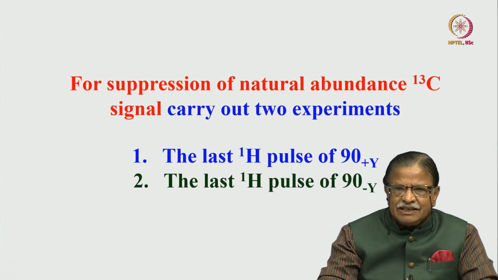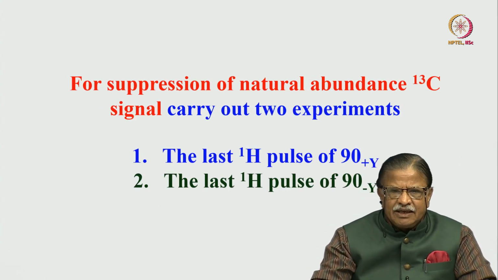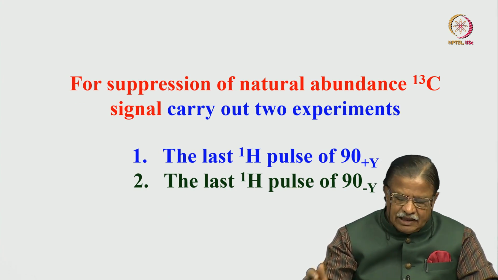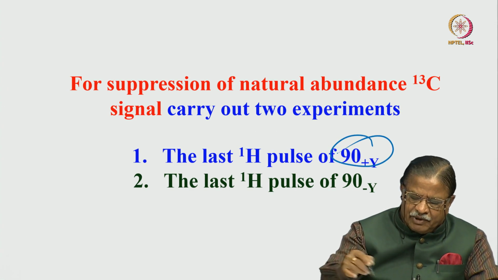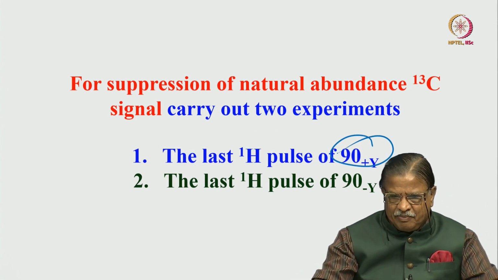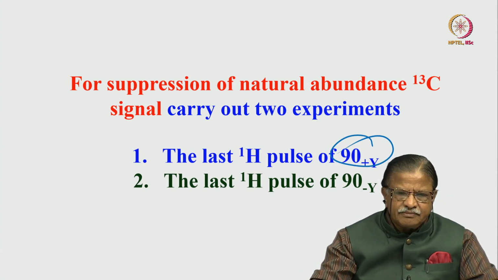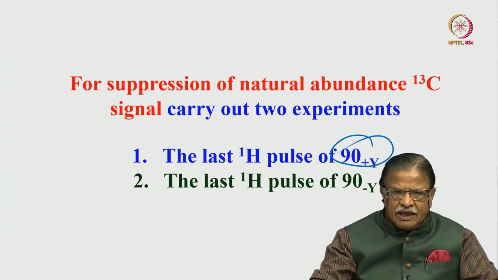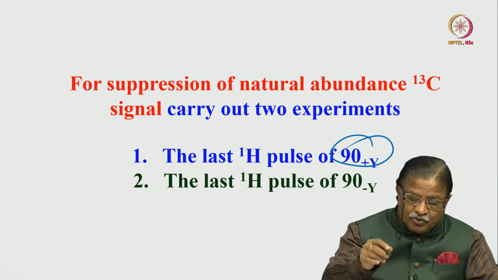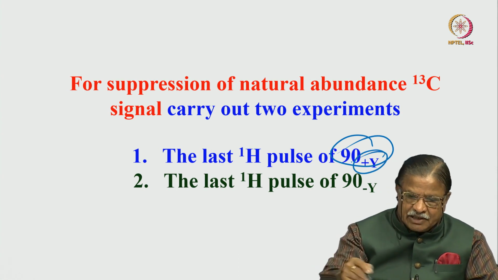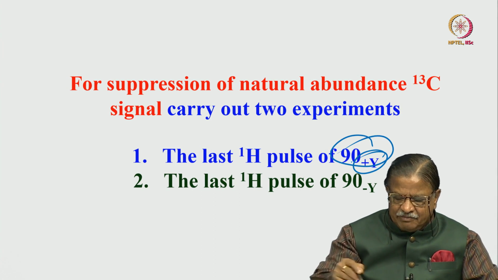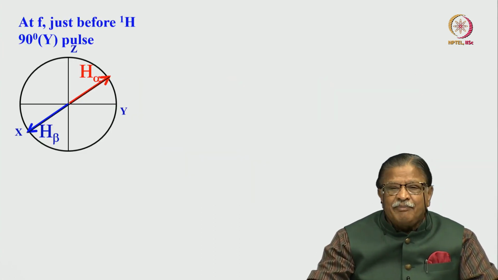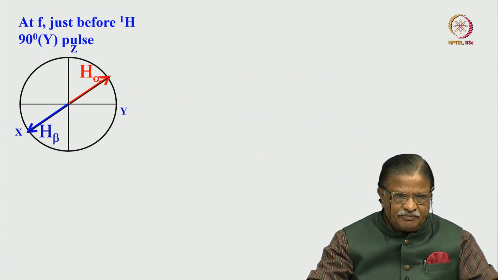For suppression of the natural abundance carbon-13 signal, we have to carry out 2 experiments. In the last proton pulse, the detection pulse we apply, a 90-degree pulse for coherence transfer from proton to carbon, you have to do 2 experiments. The last proton pulse, one should be 90 +x, the other is 90 -x. 2 experiments you have to do. And we will see how it works when you do these 2 experiments.